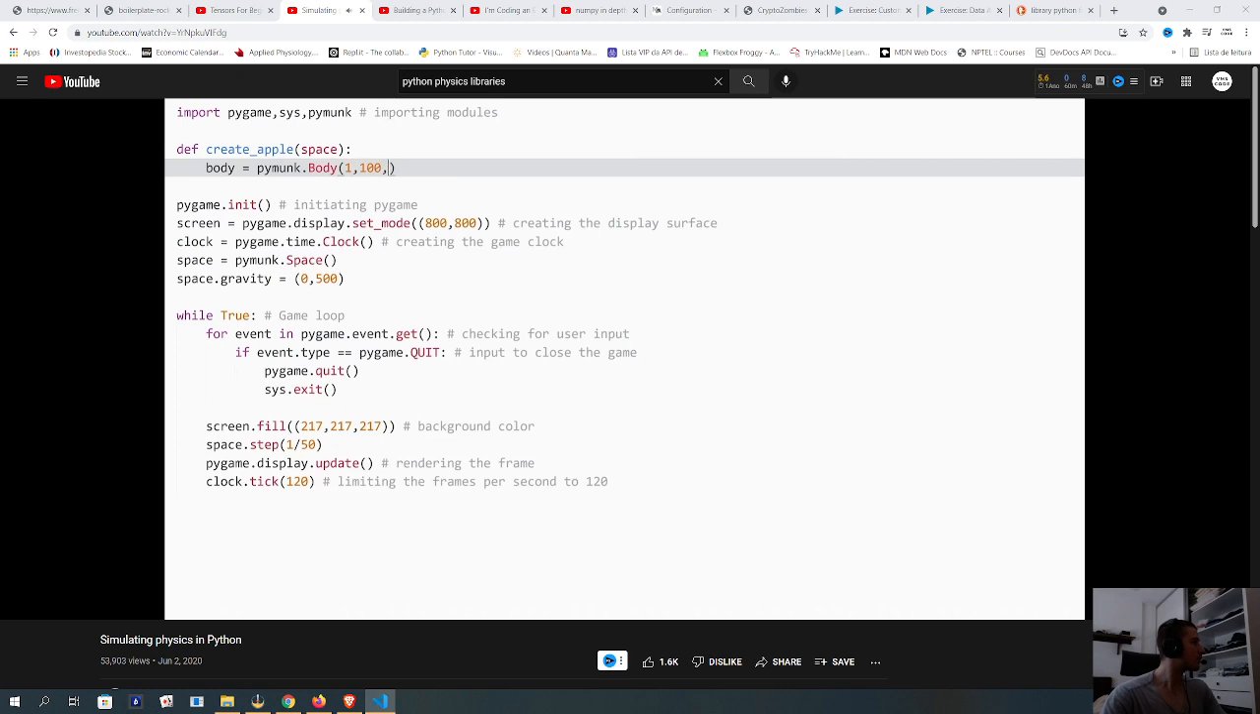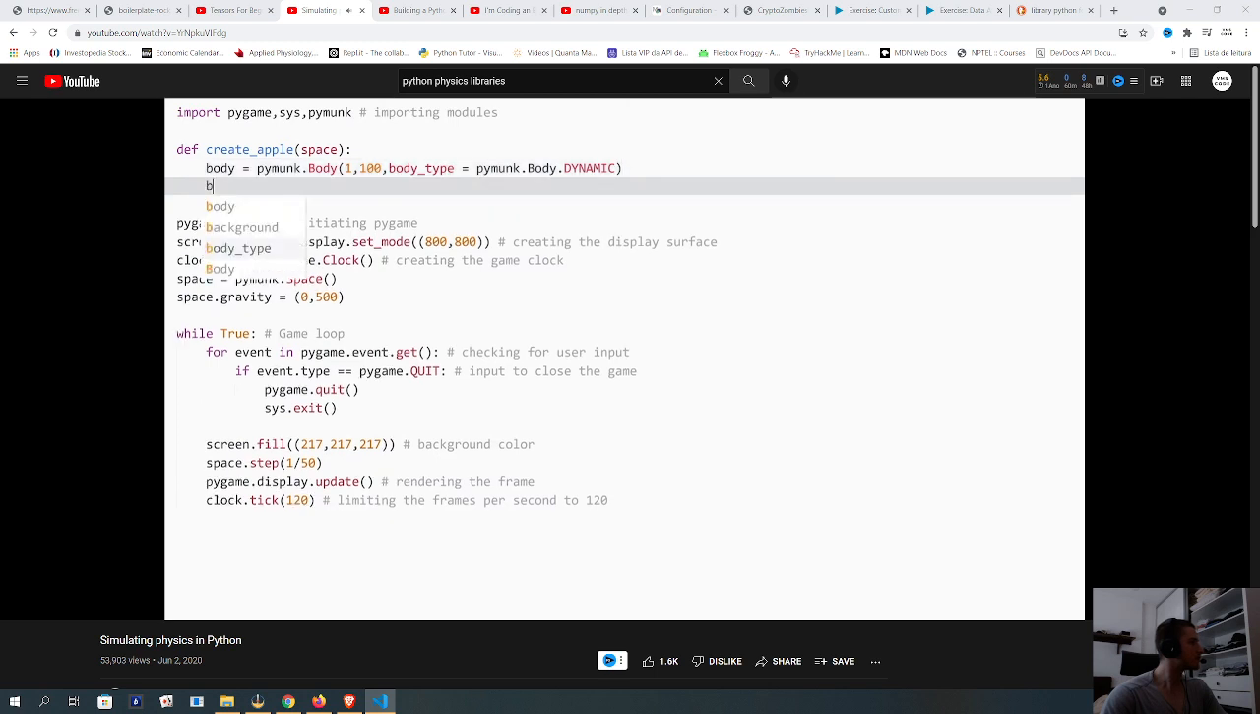Now to specify the body type, this will be done with the keyword argument body_type. And then we need pymunk.Body.DYNAMIC, all uppercase letters. So now we have an atom that can be influenced by physics. The next thing we want to do is set the position of this atom.